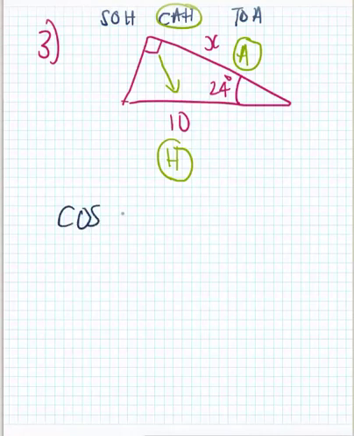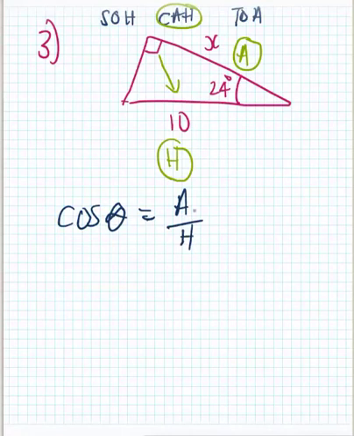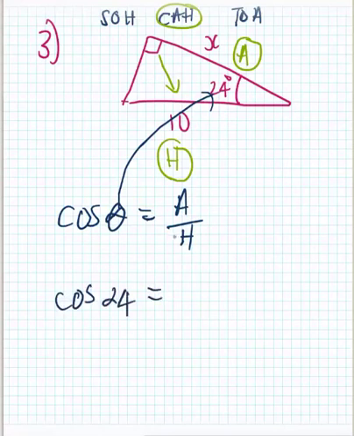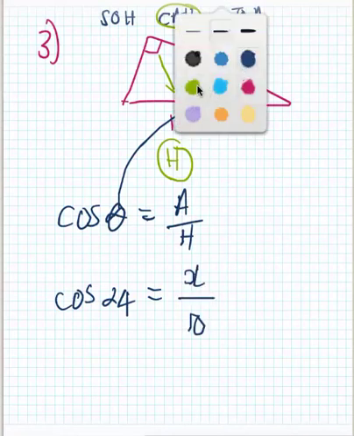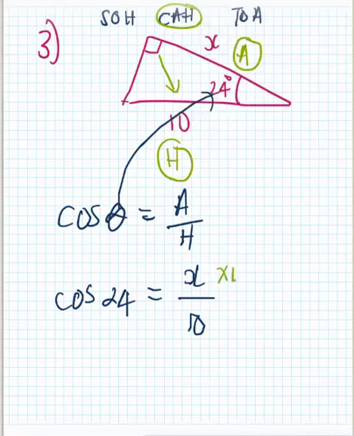So cosine and the angle given will be equal to adjacent divided by hypotenuse. I've got my formula. Now let's fill it in. The angle is 24 degrees, so cosine 24 is now a number. It's equal to adjacent, which is x, over hypotenuse, which is 10. And now all I've got to do is solve for x, times by 10. I'll put times by 10 first, so I don't have to use brackets. So times this by 10.